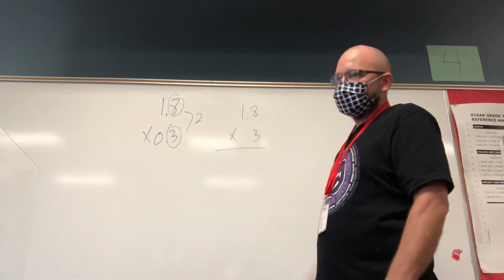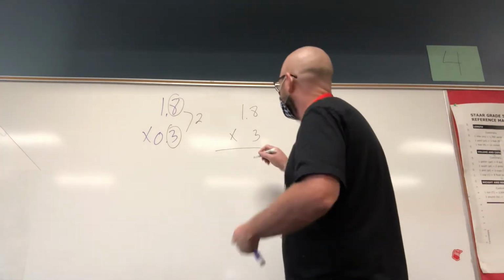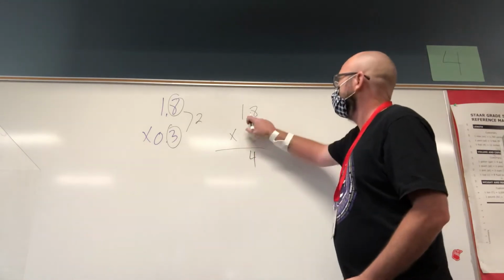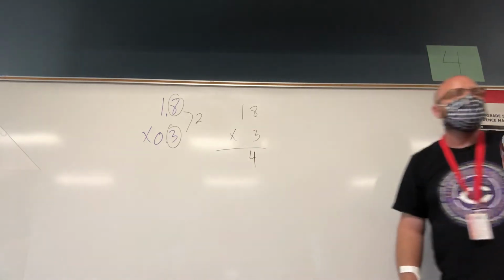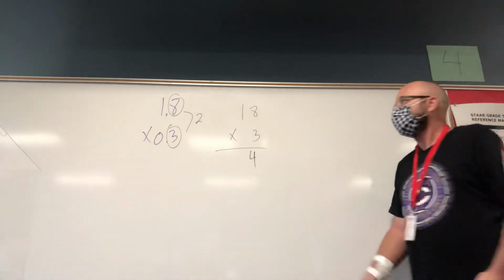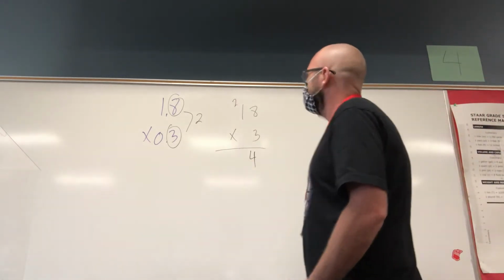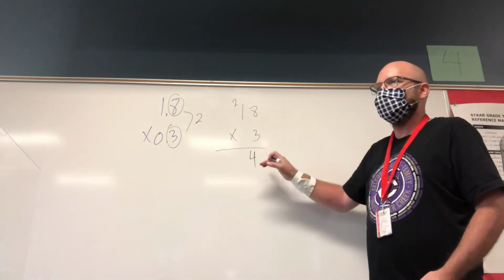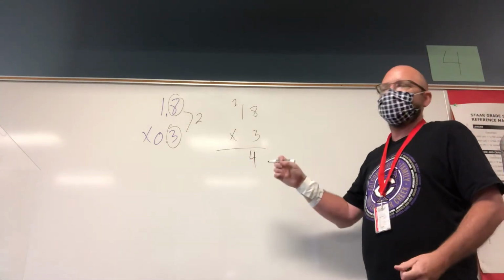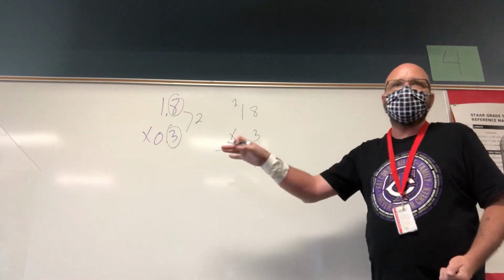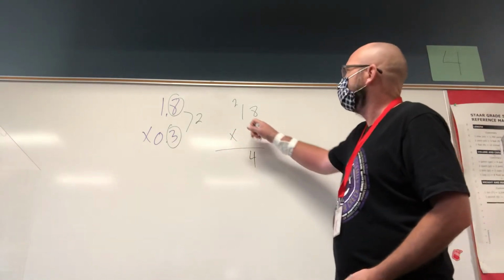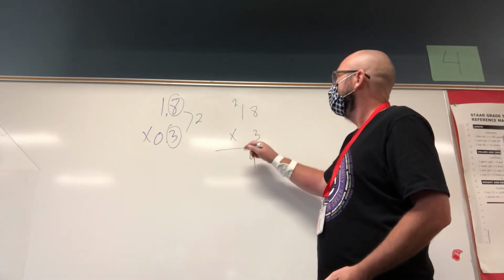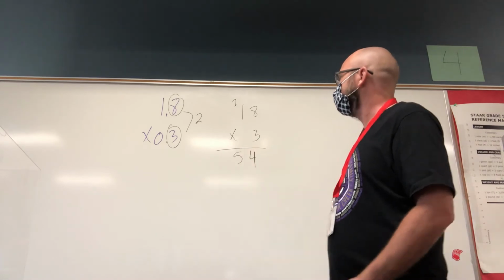3 times 8 is? 24. So, I'm supposed to leave that decimal point off. It is 24, which means I have to carry the 2 over. If this were not decimals, that means I had 24 ones, which means I need to take 20 of those ones and change them in for a $20 bill. Now 3 times 1 is? 3 plus the 2 is 5. Good. 3 plus the 2 is 5.